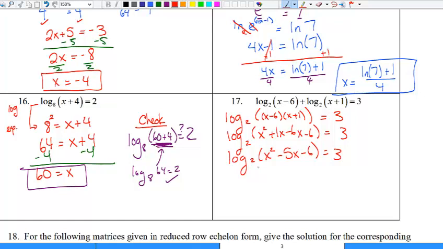Okay, so I have log base 2 of (x squared minus 5x minus 6) equals 3. Now that I have it in the same form like number 16 was already in the beginning, I can change it from log form to the exponential form. And the exponential form is regular size 2, which is the base, raised to the 3 equals x squared minus 5x minus 6. 2 to the 3, that's 8.